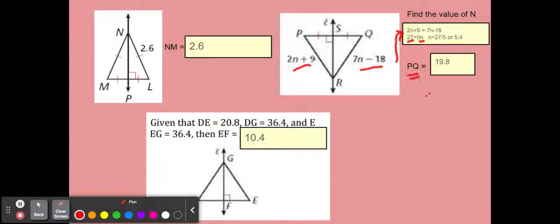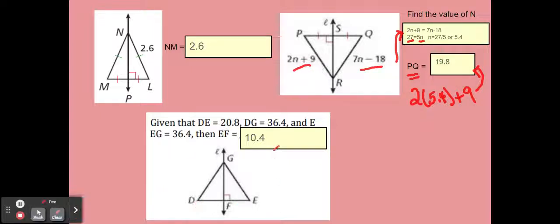And then notice we also need to find PQ. So we can plug that into our equation. 2 times 5.4 plus 9. That gave us that answer there, 19.8. All right, let's look at the bottom one here. DE equals 20.8. And again, if I'm going too fast for you, remember you can always pause this. Come back to it if you need to.